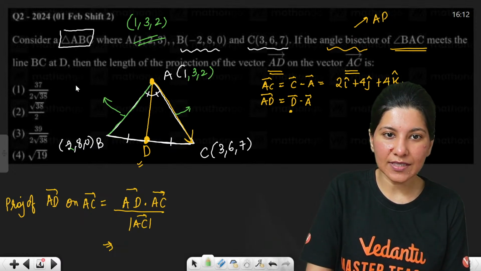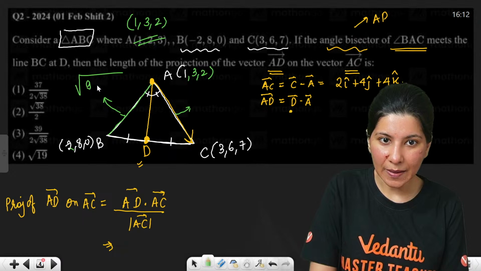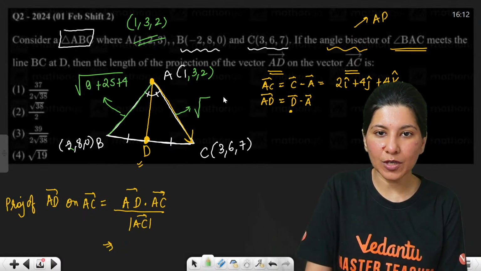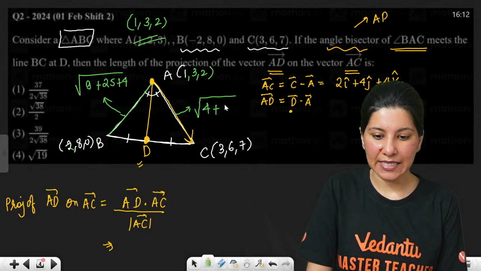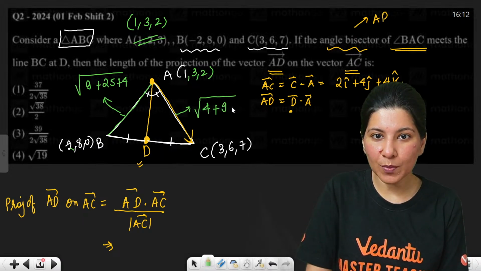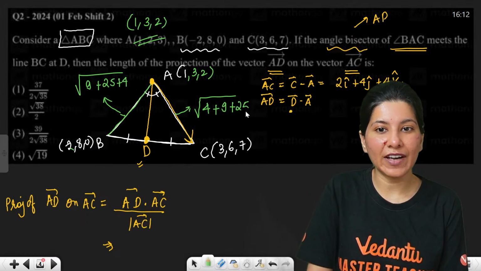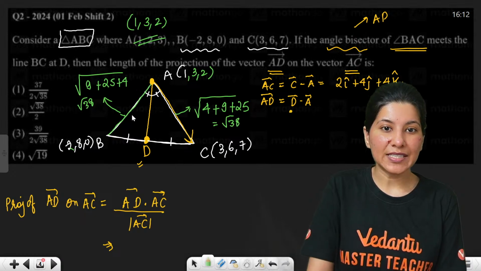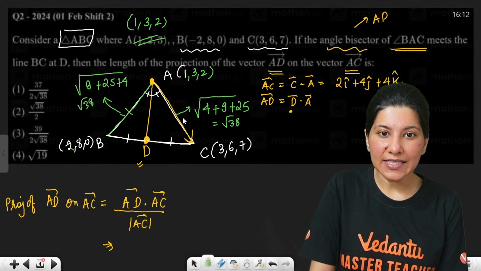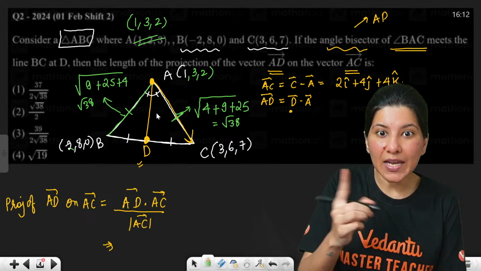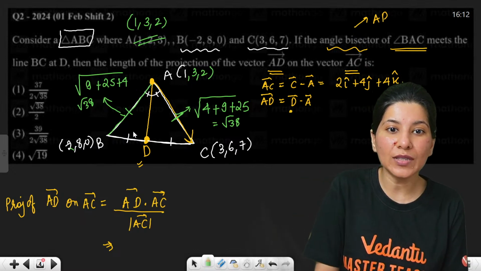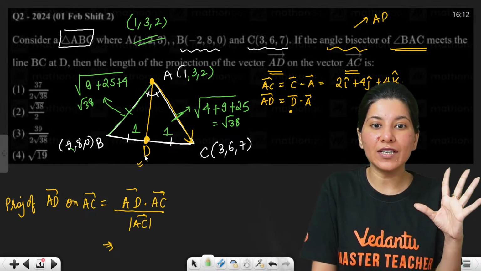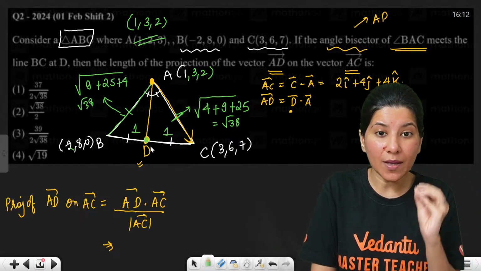Now calculate the distance formula. Square root of 9 plus 25 and then plus 4. What about AC? 4 plus 9 plus 25. So can you see both are square root of 38? Basically AB and AC are equal, in a 1:1 ratio. That's why BD and DC will also be in a 1:1 ratio. That means D is actually the midpoint.